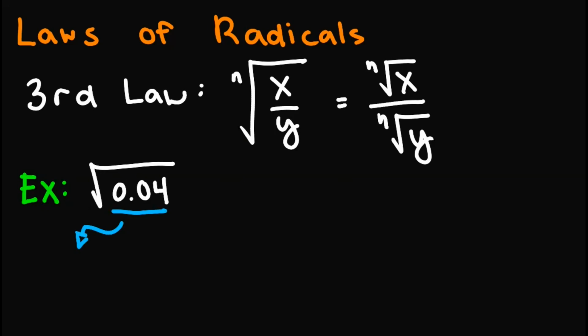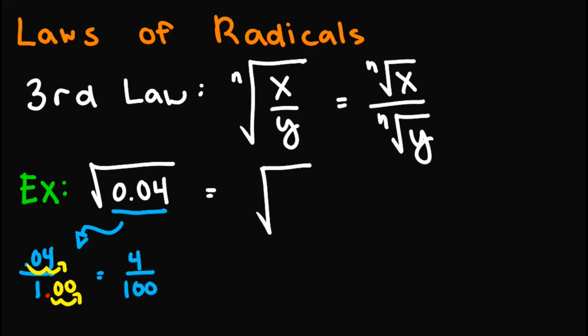as 0.04 over 1. Then we know that by converting decimals to fraction, what we do is we first add a decimal point here, then we move this one twice to make the numerator a whole number, then move this twice as well. So this one is equal to 4 over 100. So this one will be equal to the square root of 4 over 100.